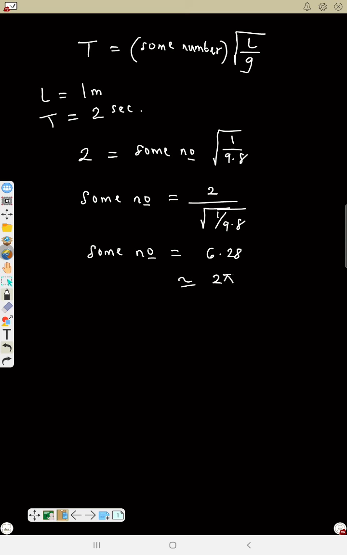So that means the some number experimentally can give us 2 pi if we work it out in the laboratory using the length L to be 1 and T to be 2 seconds. So now let's see another example. We can also use it again to get other formulas.